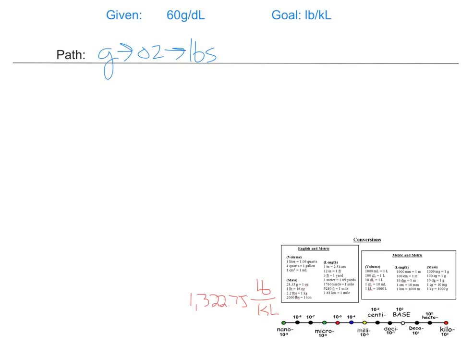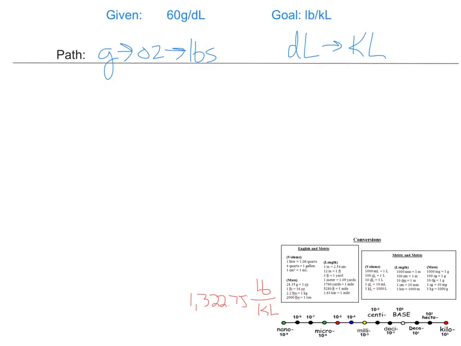Then we need a path for our bottom. And for the bottom, since these are both a base of liters, deciliter to kiloliter, we know that we can do it in one step. We're just going to have to use our conversion sheet, or our number line. So our path is going to be deciliters to kiloliters. And please remember the difference between lowercase and uppercase d. Lowercase d is deci. If this was a capitalized D or an uppercase D, it would be referring to deca.